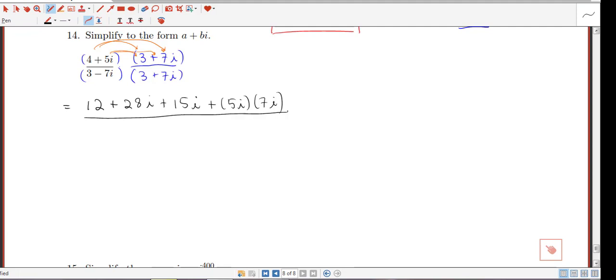Now, bottom needs to be FOILed as well. So you're going to have what? 9 is the first term, plus 21i, and then minus 21i. And the last term is going to be minus 7i squared.